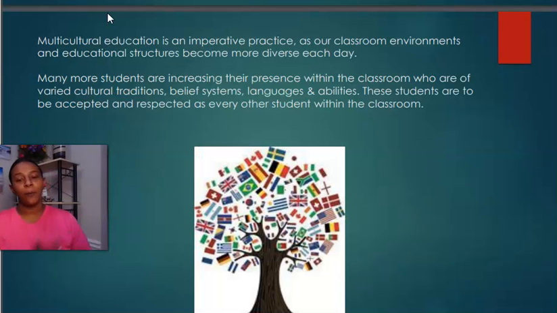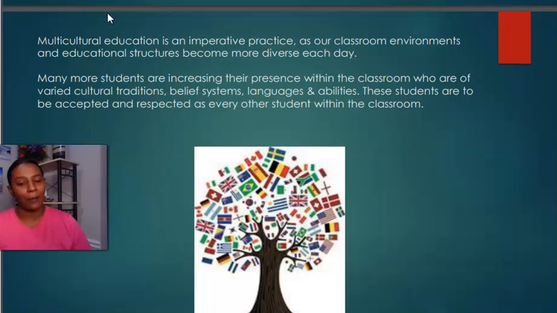So I believe that multicultural education is an imperative practice. The reason that I personally feel that it is an imperative practice is because I have had many students from many different cultures, many different language speaking abilities, many different backgrounds and traditions, and they have had such a wide array of experience based off of who they are before they come to my classroom.